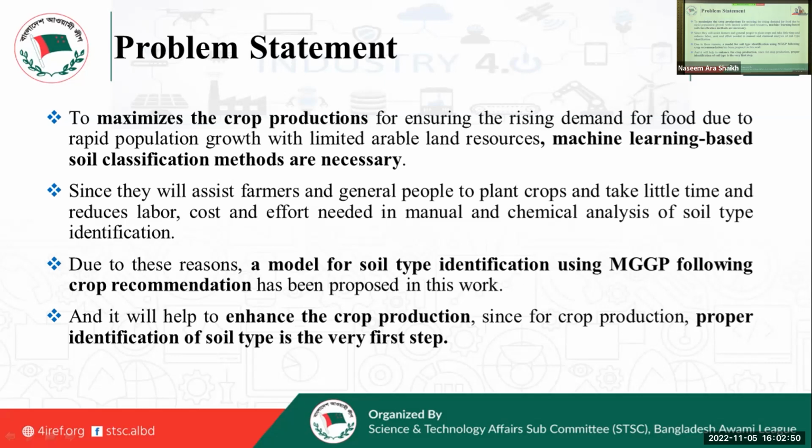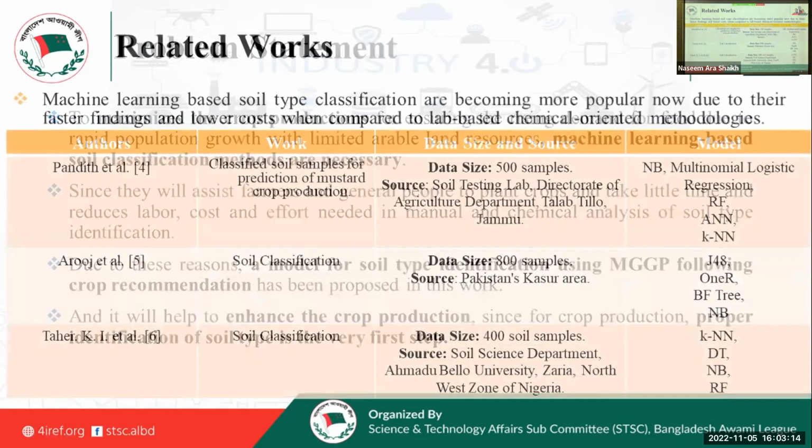Due to this reason, for a model for soil identification using a machine learning based approach, in this case, we used a multi-gene genetic programming approach for the crop recommendation system. And I think that these apps will help to enhance crop production, since crop production needs proper identification of soil.